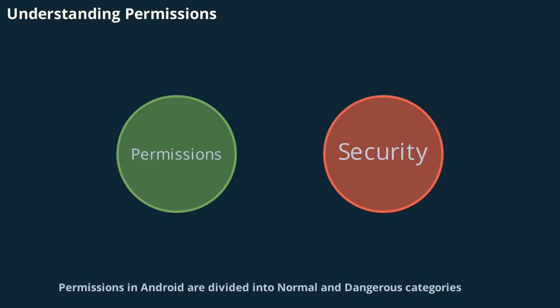Permissions in Android are divided into normal and dangerous categories. Normal permissions, like internet access, are granted automatically. Dangerous permissions, such as camera or location, require explicit user approval at runtime. Handling permissions correctly is essential for both security and user experience.